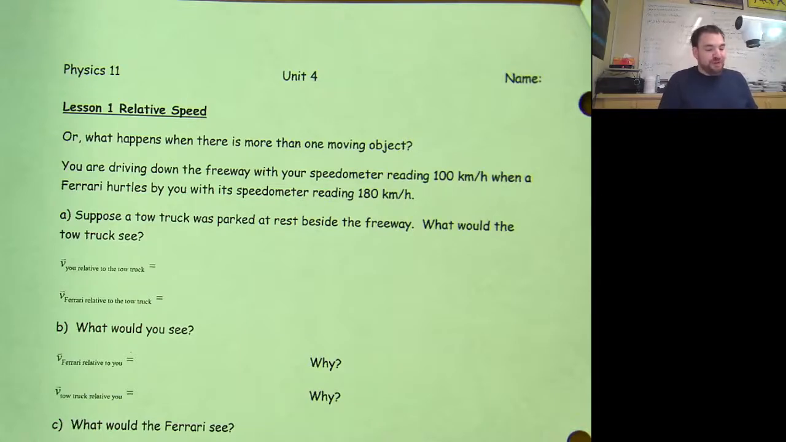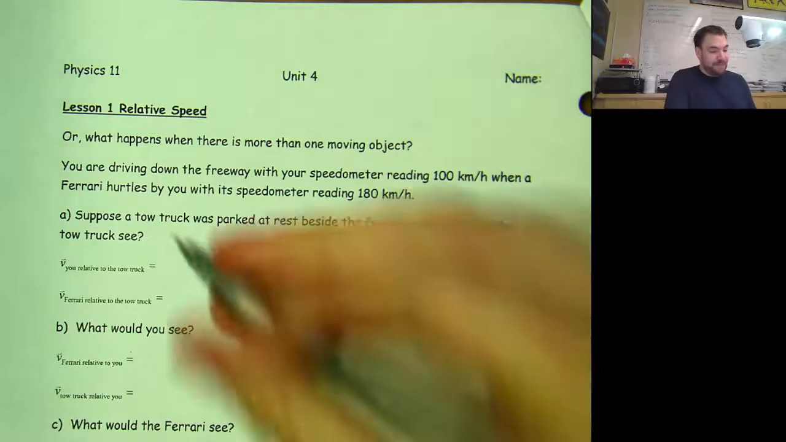A tow truck's parked at rest on the side of the freeway. What's the tow truck see? No, it's not the red and blue light. It's a tow truck parked on the side of the freeway. You fly by, your speedometer reading 100 kilometers per hour. The Ferrari flies by, its speedometer reads 180. What does the tow truck driver see? The tow truck sees you going 100 and the Ferrari.